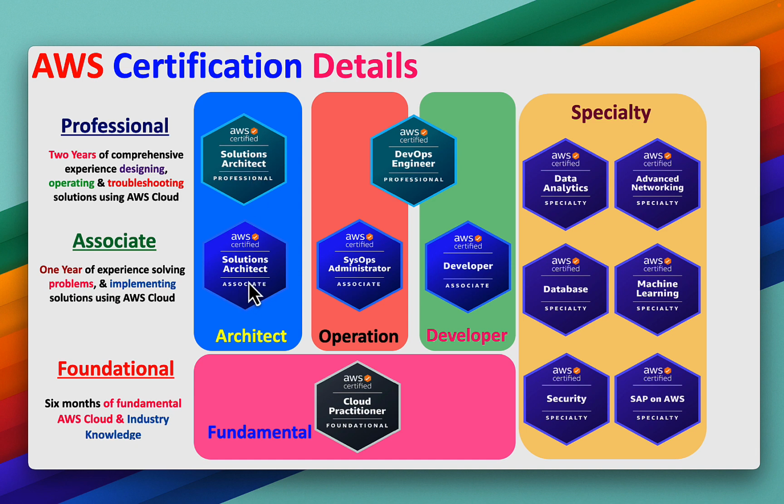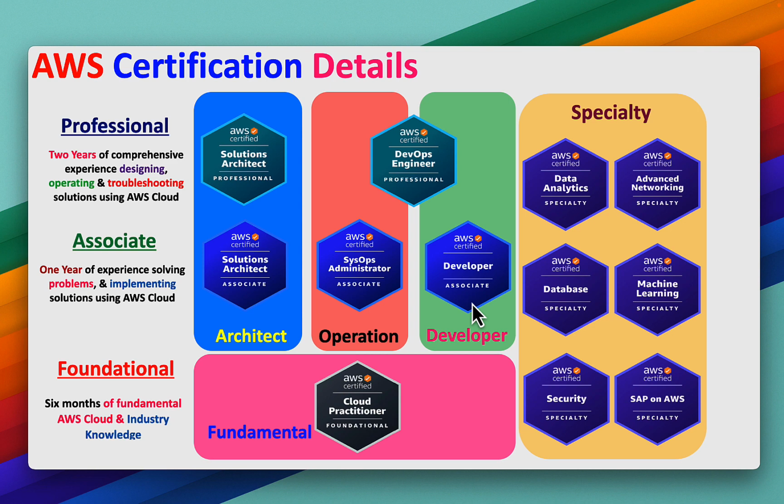So the scope is like this: a person who appeared for the Cloud Practitioner can go for Solutions Architect Associate, and from there you can also climb up to the Solutions Architect Professional if you are going to stick to the architect layer, the architect domain. But if you are going to look forward in operations, you can go for SysOps Administrator Associate, and then immediately you can climb up to the DevOps Engineer Professional.